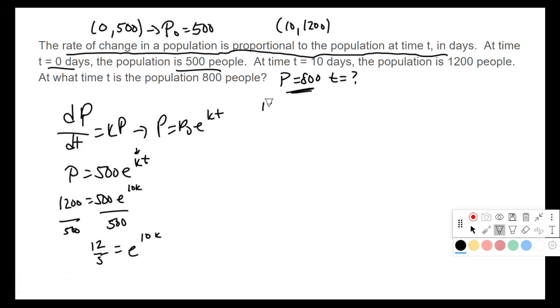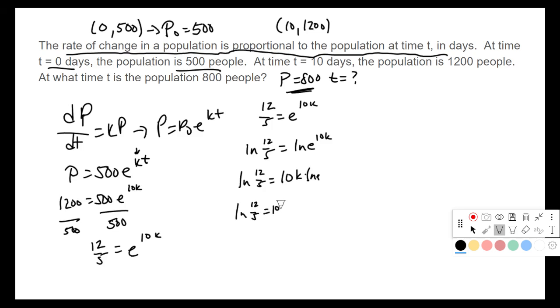12 over 5 equals e to the 10k. I'm going to take the natural log on both sides because I need to get the power down. I can't solve for this with the variable up here. So that would give me the natural log of 12 over 5 equals 10k ln e. But ln e is 1. So the natural log of 12 over 5 equals 10k. And I divide both sides by 10. I get k equals the natural log of 12 over 5 all over 10. So that's what k is.